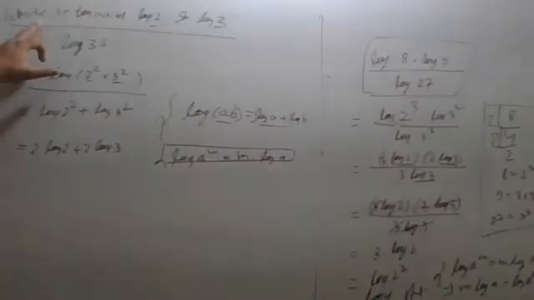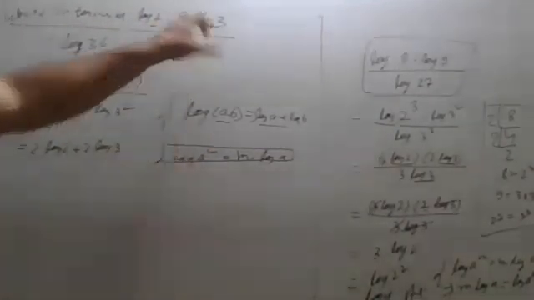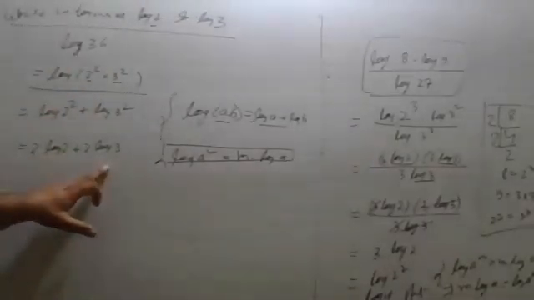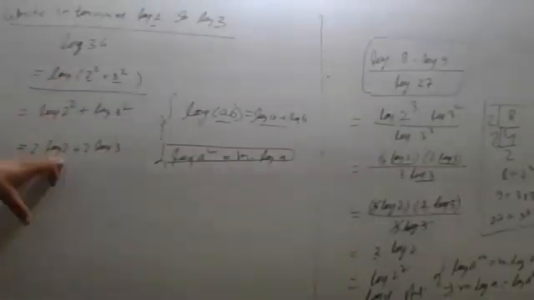Write the expression in terms of log 2 and log 3. And this, I'll read the answer: 2 log 2 plus 2 log 3. Now it is in terms of log 2 and log 3 only. This is the meaning of writing an expression in terms of log 2 and log 3 only.